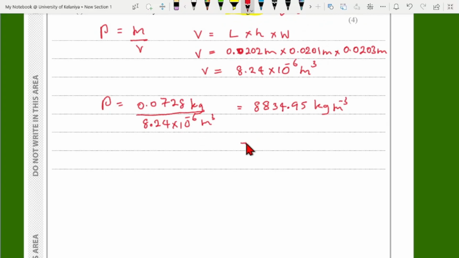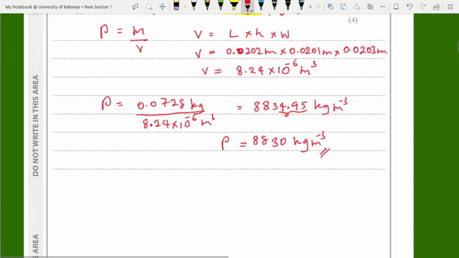Here it is 8,830. Why? Here we have 4 in the next place, so it becomes 0. So when we make it into 3 significant figures, that is our answer, right?